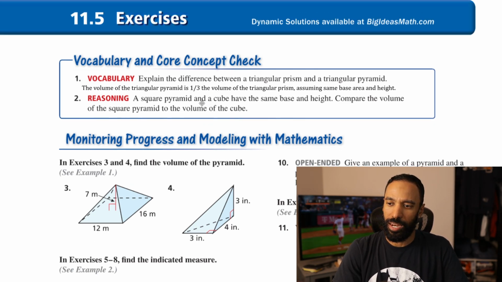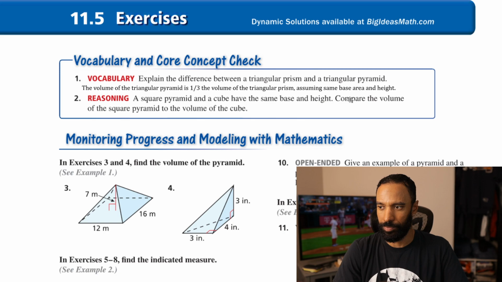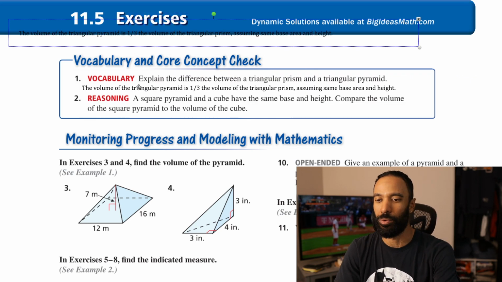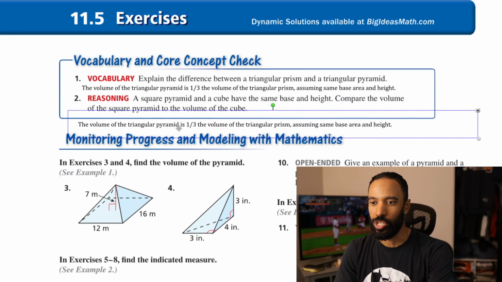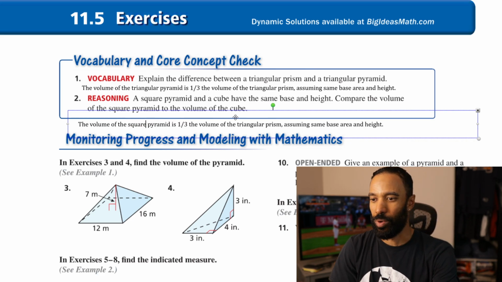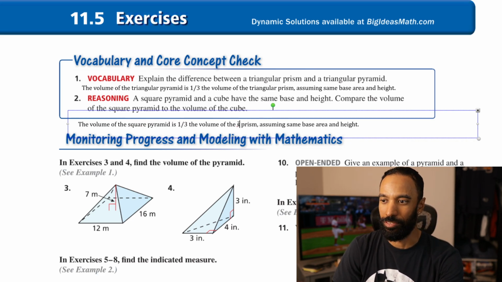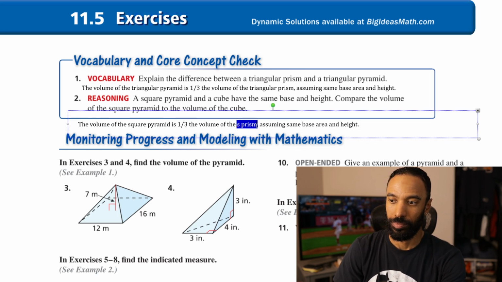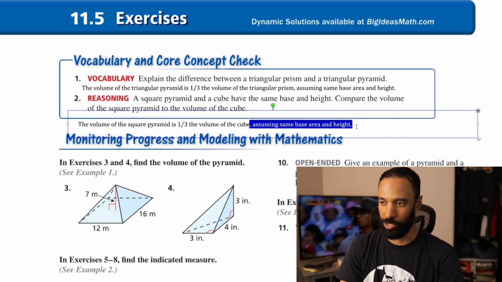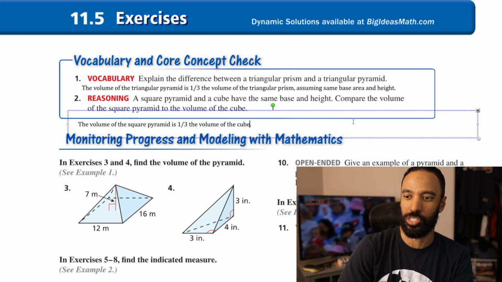A square pyramid and a cube have the same base and height. Compare the volume of the square pyramid to the volume of the cube. So this is where I would probably say this here. The volume of the square pyramid is 1/3 the volume of the square prism, the cube. They told us that it is. So yeah, I don't really know what they wanted us to say for the first one.